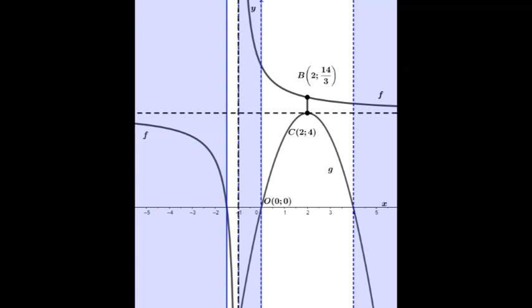And then going between 0 and 4, you find that f is positive and g is also positive.